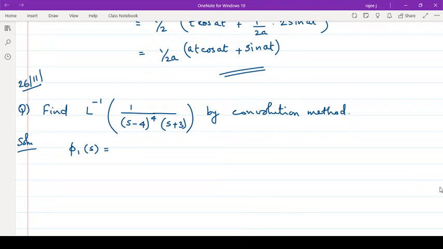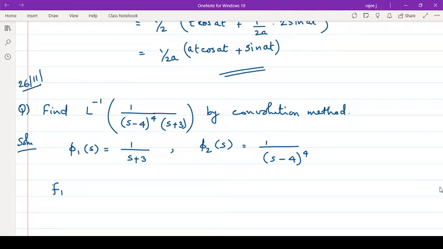for simplification. So suppose here I am taking phi 1 of s is equal to 1 by s plus 3, and I will tell you why I am taking like this, and phi 2 of s is equal to, say, 1 upon s minus 4 the whole raised to 4. Then L inverse of phi 1 of s, means f1 of t we need and f2 of t.